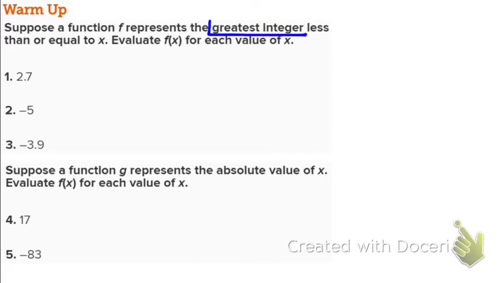So whenever you see greatest integer, anytime it says greatest integer, it means we're going to be rounding to a whole number. And seeing a word like greatest might initially make me think that I'm supposed to round up. But after it said greatest integer, what did it say? Less than. Less than or equal to what they gave me.